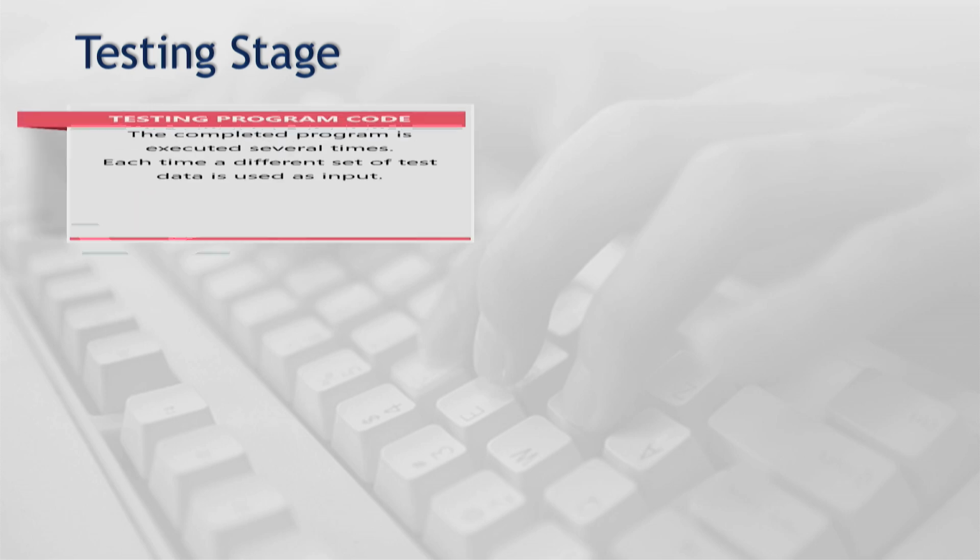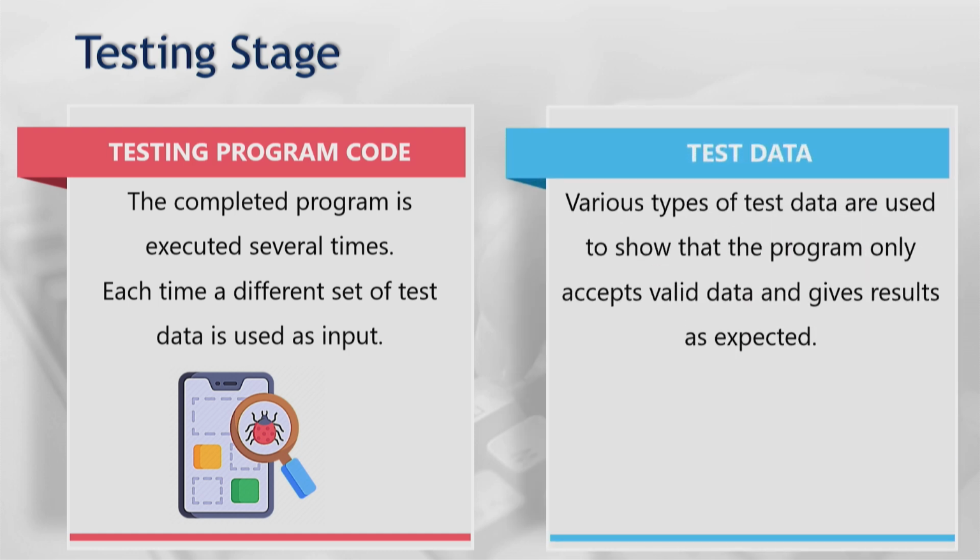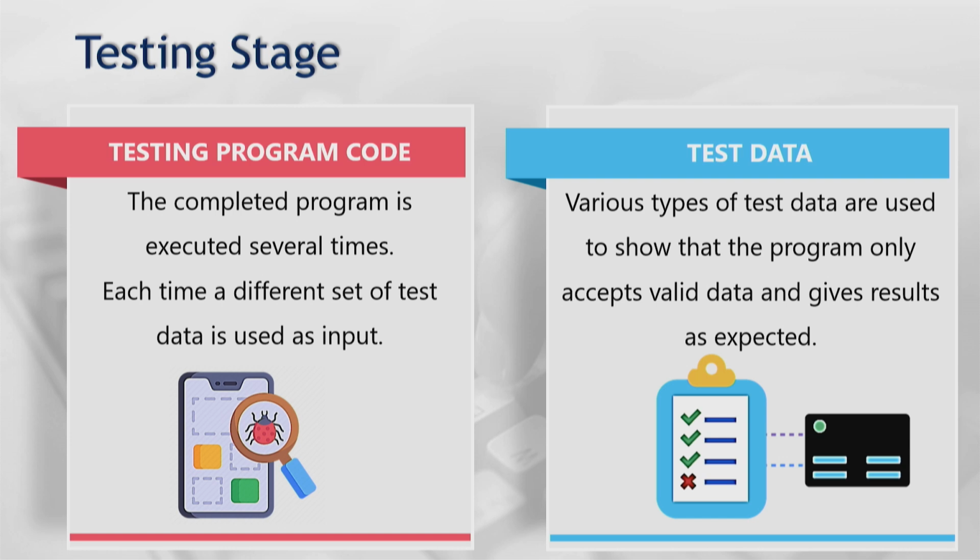The last stage of the program development life cycle is a testing stage. In this stage, the completed program is tested by executing it several times. And each time, a different set of test data is used as input. Test data is needed to ensure that the program completes all parts of the solution without error. It also ensures that the results obtained from the program are correct and as expected.